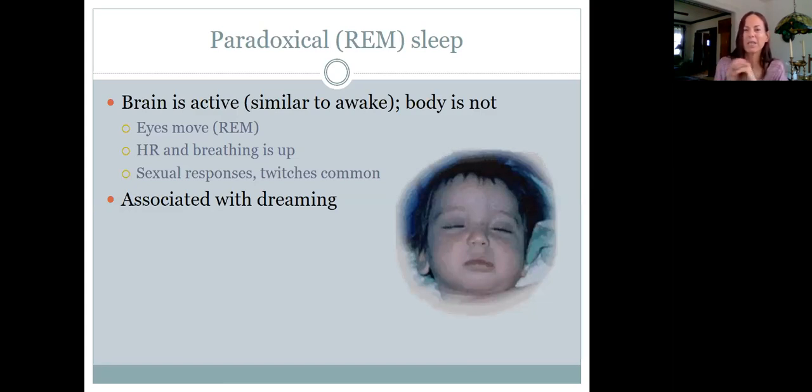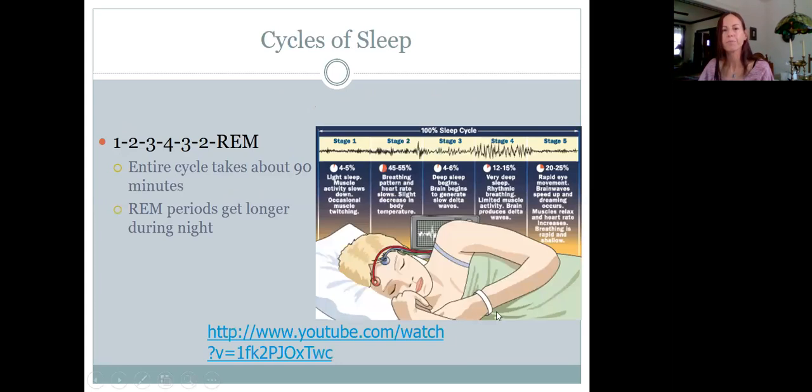Twitches are common, but again, no real movement. You don't tend to turn over and stuff like that. It is associated with dreaming, and we think one of the reasons why we don't move is so that we don't act out our dreams. Okay, so how do the cycles of sleep go?